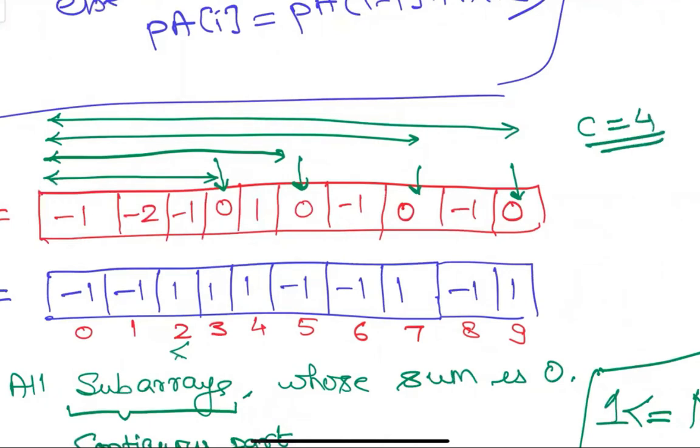Now there were some other subarrays also, which would have started from somewhere in the middle and reached somewhere. So this kind of subarrays we are missing. Let's see how we can get those subarrays.